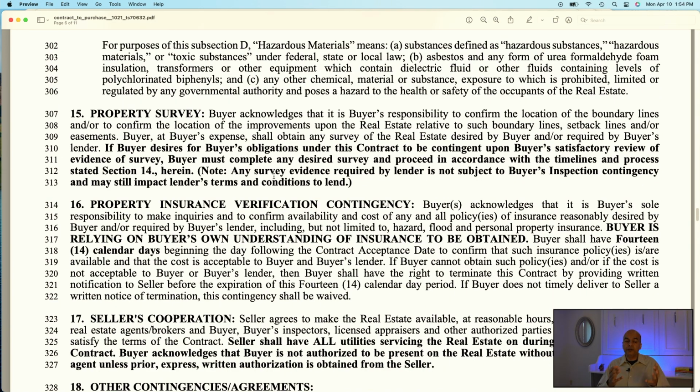Property survey, under this paragraph, the buyer is responsible for making sure that the boundary lines of the property are the boundary lines that they're supposed to be. The seller may have information on that, but that's always subject to change. It's still the buyer's responsibility to make sure that the property's boundary lines are what they say they are. Sometimes the lender will require a survey to be performed if there's questions as to the boundary lines of the property.